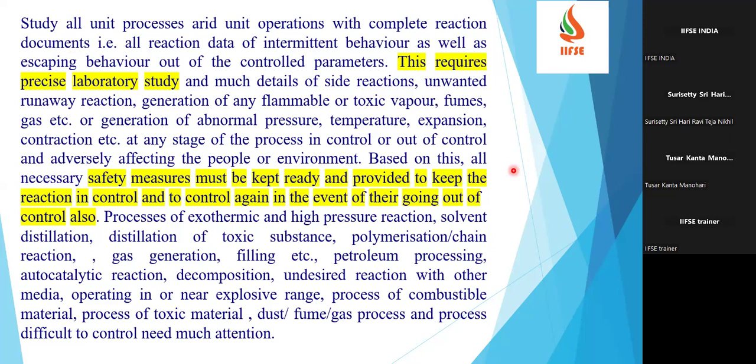So before starting any process, we should understand the nature of the chemicals, the behavior and escaping behavior of the gases which will form, and also the controlled parameters, which means the pressure, temperature, quantities, etc. It also requires lab study. That's why all the chemical industries have R&D centers. They do a sample analysis on limited quantities of the chemical, then they go for bulk production.